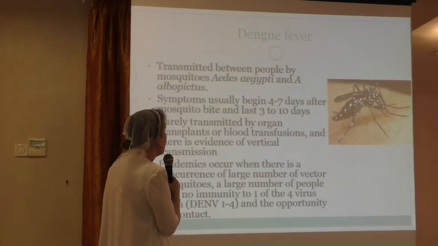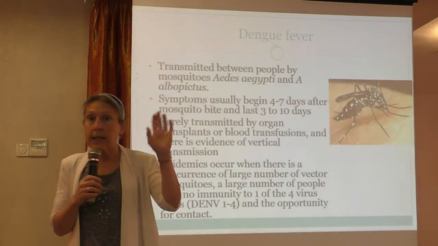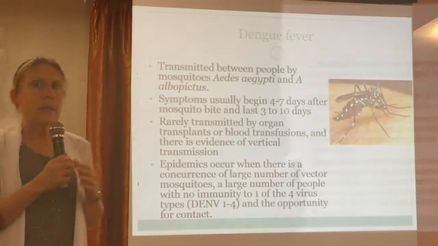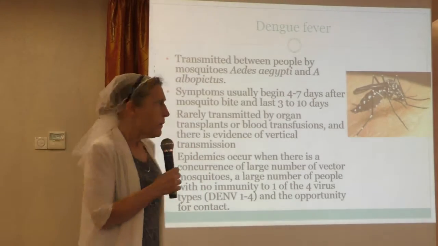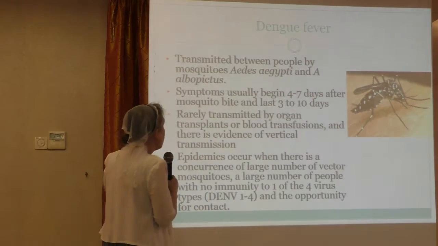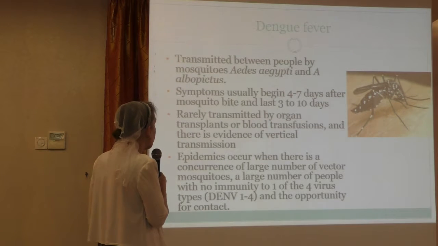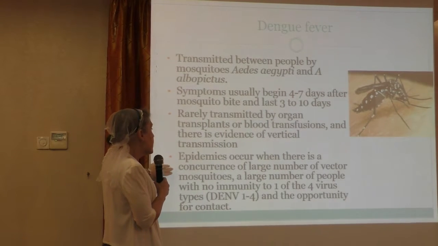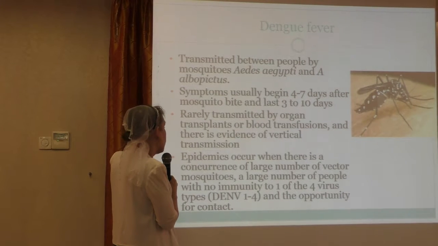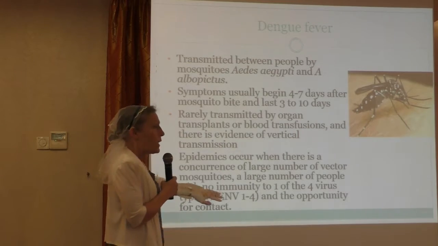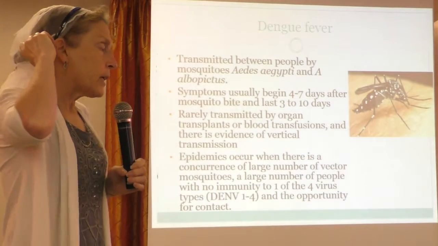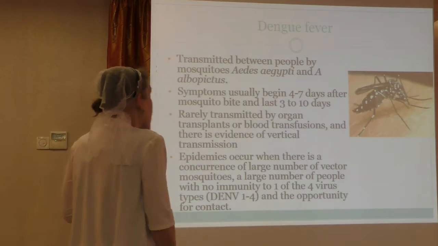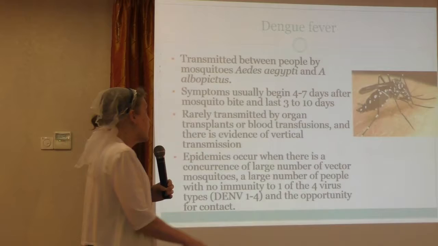Okay, so that's malaria. Let's talk a little bit about dengue. Has anybody ever seen dengue fever? It's a transmitted illness, transmitted by the same mosquito that transmits yellow fever. And the symptoms, again, start between 4 to 7 days after the mosquito bite, and last for 3 to 10. So you have this combination of a lot of mosquitoes, a large number of people with no immunity, and the opportunity for contact, bingo, you get dengue. One of my friends had her brother in China. He came back with dengue fever. That's as close as I've gotten to it. So there may have been patients we had with dengue. I didn't recognize it, didn't know it.